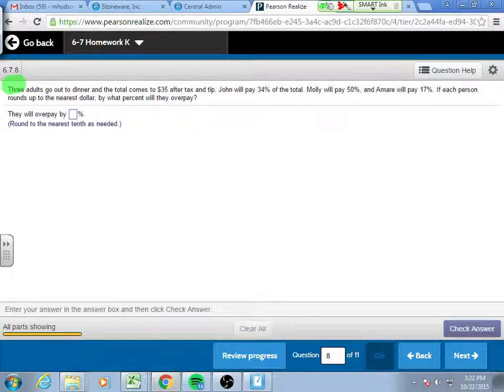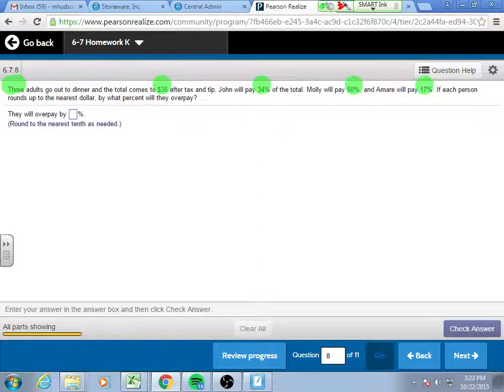So 3 adults go to dinner. It comes to $35 after tax and tip. That's everything together. The total that they want to leave, $35. John said he'll pay 34%. Molly said she'll pay 50%. And Amar said he'll pay 17%. If each person rounds up to the nearest dollar, by what percent will they overpay?